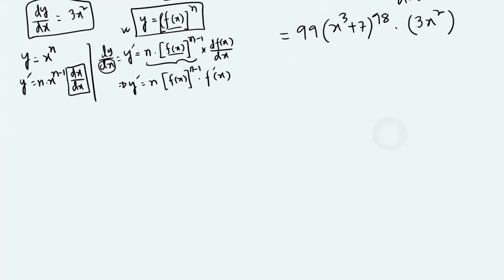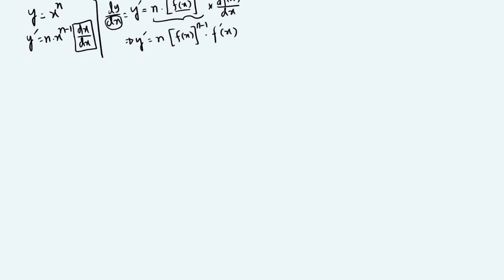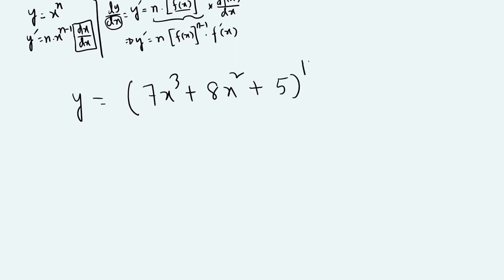We can consider another example as well. Let's consider (7x cubed plus 8x squared plus 5) to the power 17. Again, if you expand this term, you will have, wow, many terms. So in that case, if you apply the generalized power rule, again life would be a lot easier.